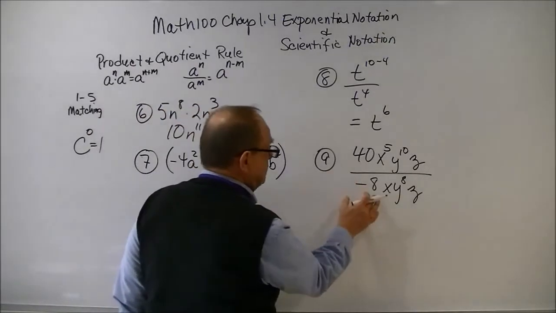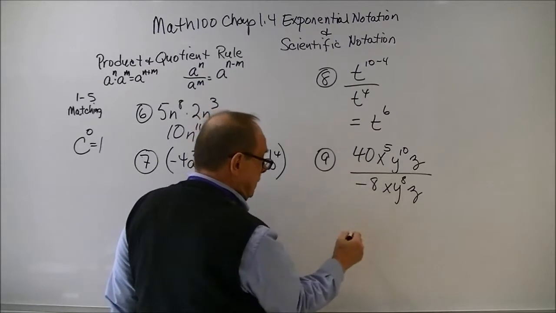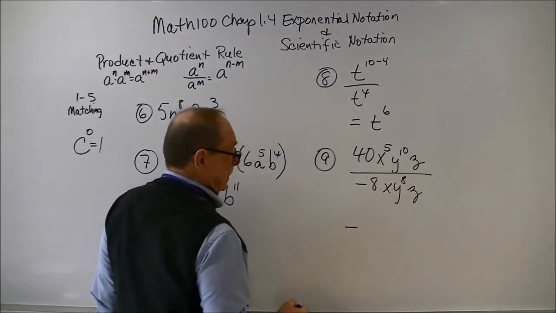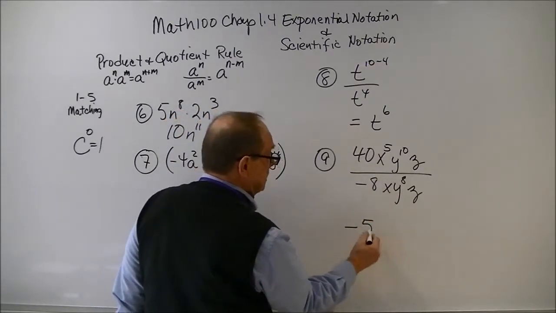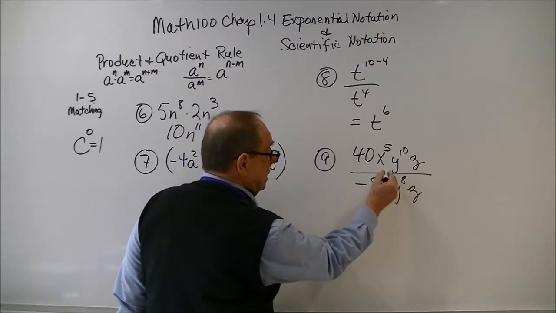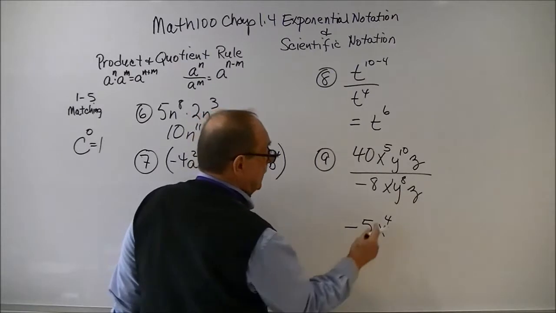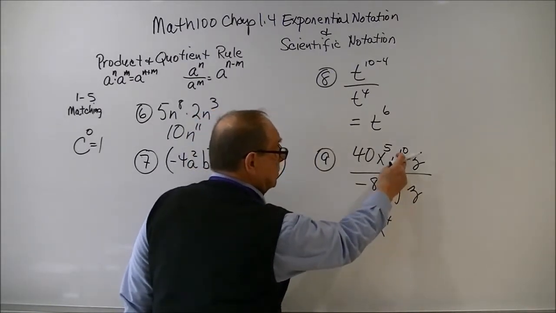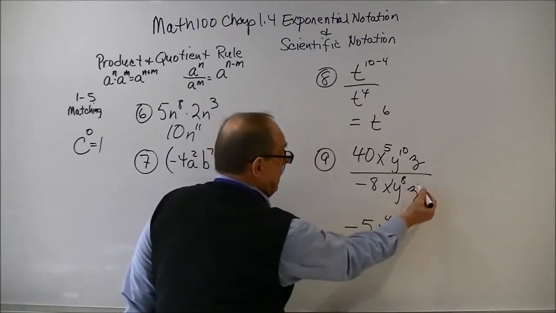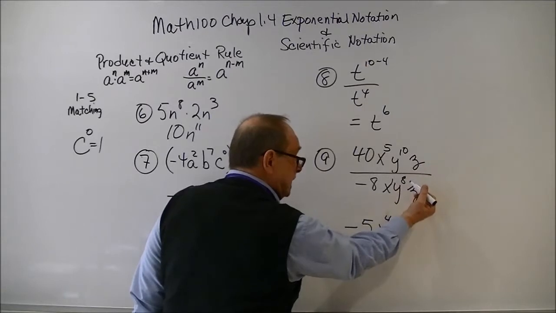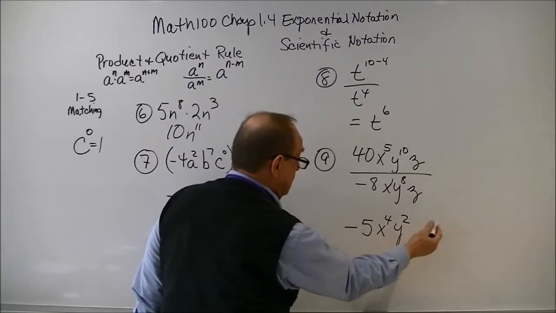And also referring to something we did when we divide unlike signs, the sign of our final answer is going to be negative. Then 8 goes into 40 5 times. X, there's a 1 there. Subtract it from 5 gives me x to the 4th. Y to the 8th subtracted from y to the 10th gives me y to the 2nd. And this is going to become z to the 0 power, or just 1. Anything divided by itself is 1, and we don't write it.